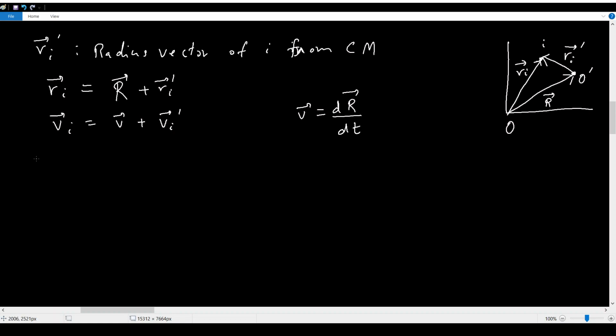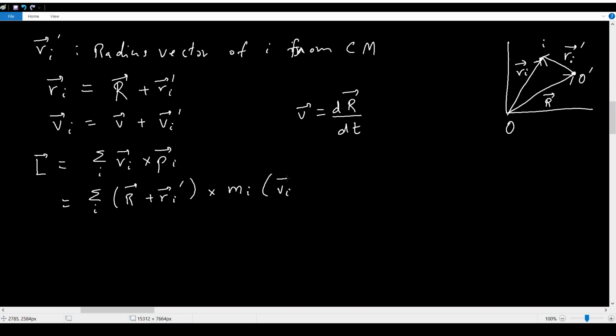Now, in this new reference frame, I want to write the angular momentum. The total angular momentum is the sum over the individual angular momenta, r cross p, and we can write r in this way and p as mass times this. So let us do that. So ri is capital R plus ri prime, cross p is mass times the velocity in this new reference frame.